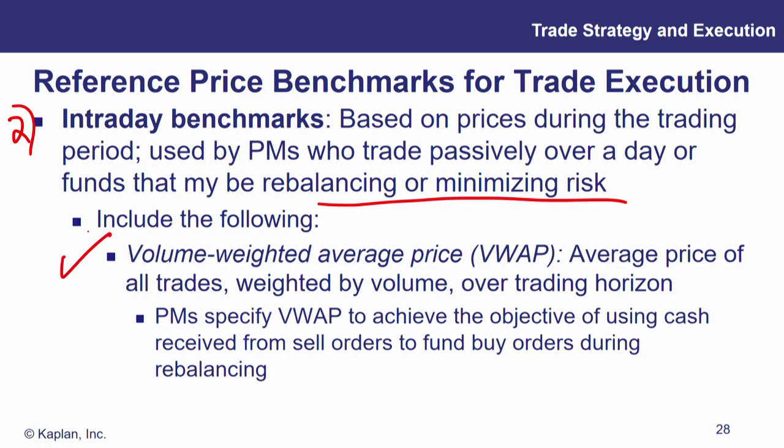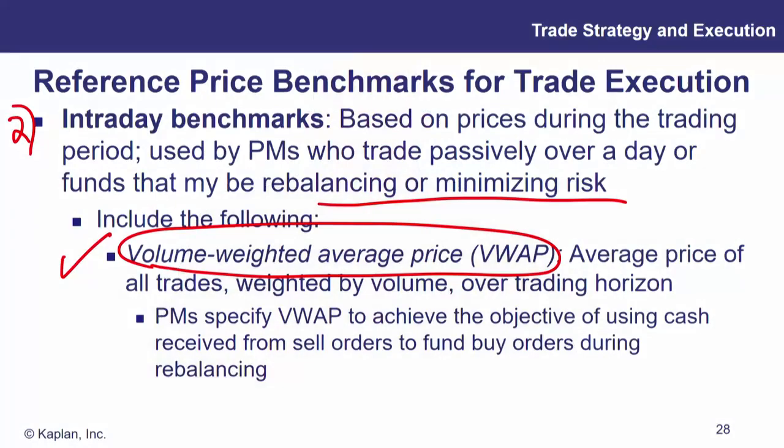You're going to have to get familiar with the term VWAP, volume weighted average price. It's the average price of all the trades, weighted by their volume. So the bigger trades, you can see, have bigger impact on the VWAP. And basically portfolio managers can specify this VWAP to achieve the objective of using cash from sell orders for rebalancing purposes.